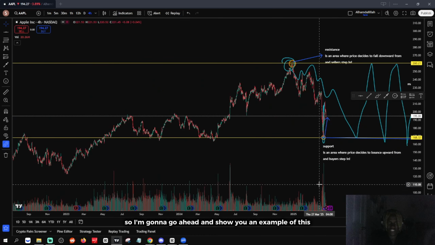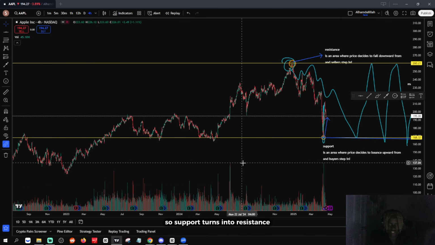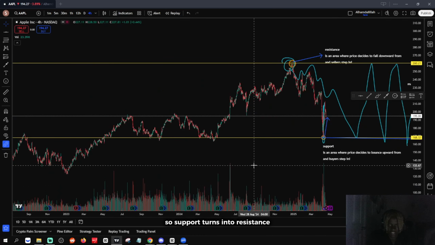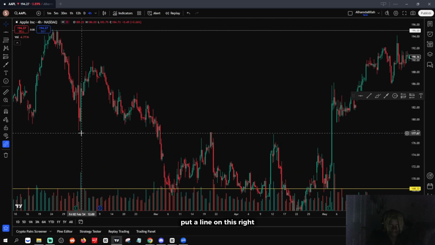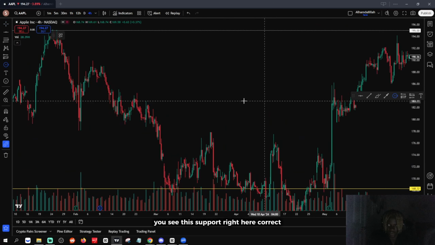So I'm going to go ahead and show you an example of this. Support turns into resistance. As you can see here, if I were to zoom in and put a line on this, you see the support right here, correct?